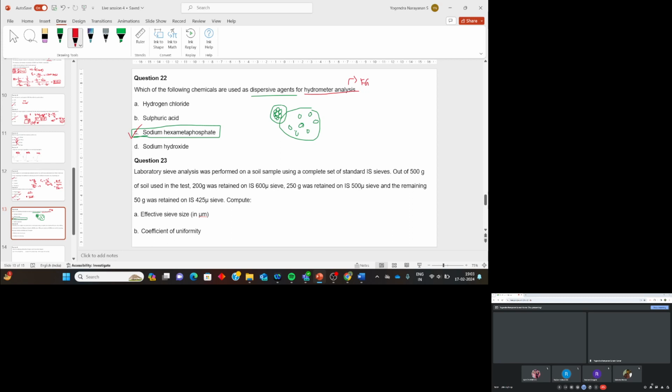A sieve analysis on a soil sample was performed. Out of 500 grams, 200 was retained on the 600 micron sieve, 250 grams was retained on the 500 micron sieve, and the remaining 50 grams was retained on the 425 micron sieve. Compute the effective sieve size. What is effective sieve size, or effective particle size?